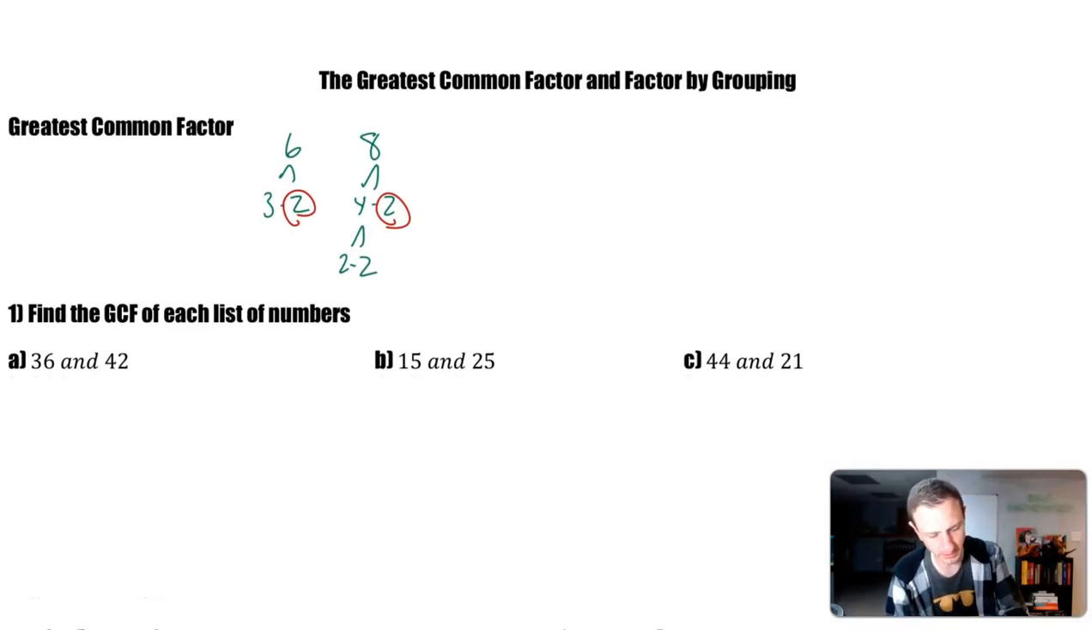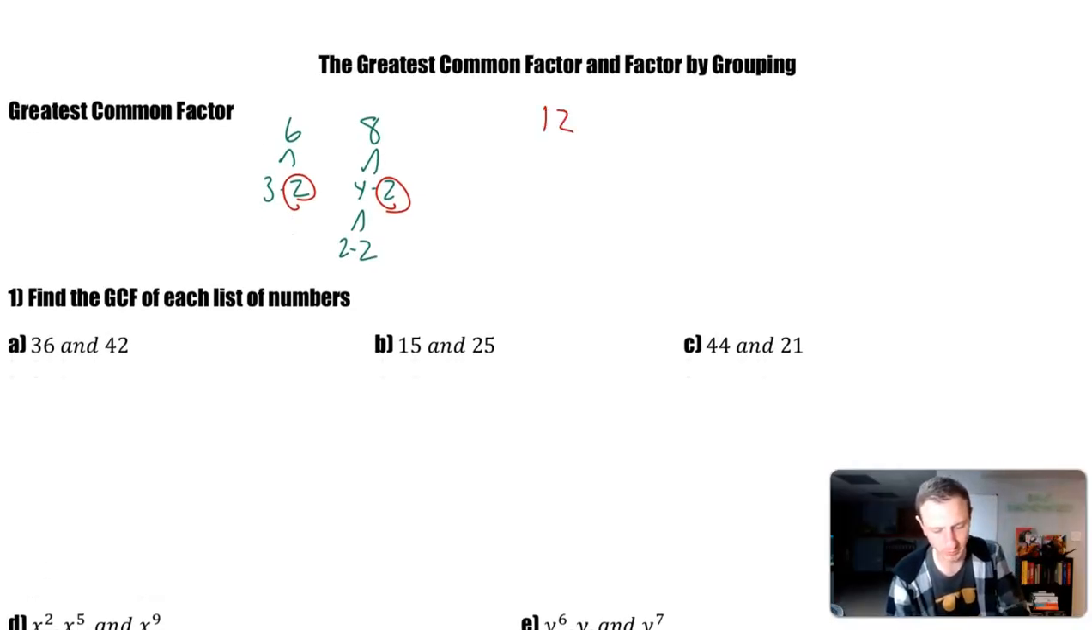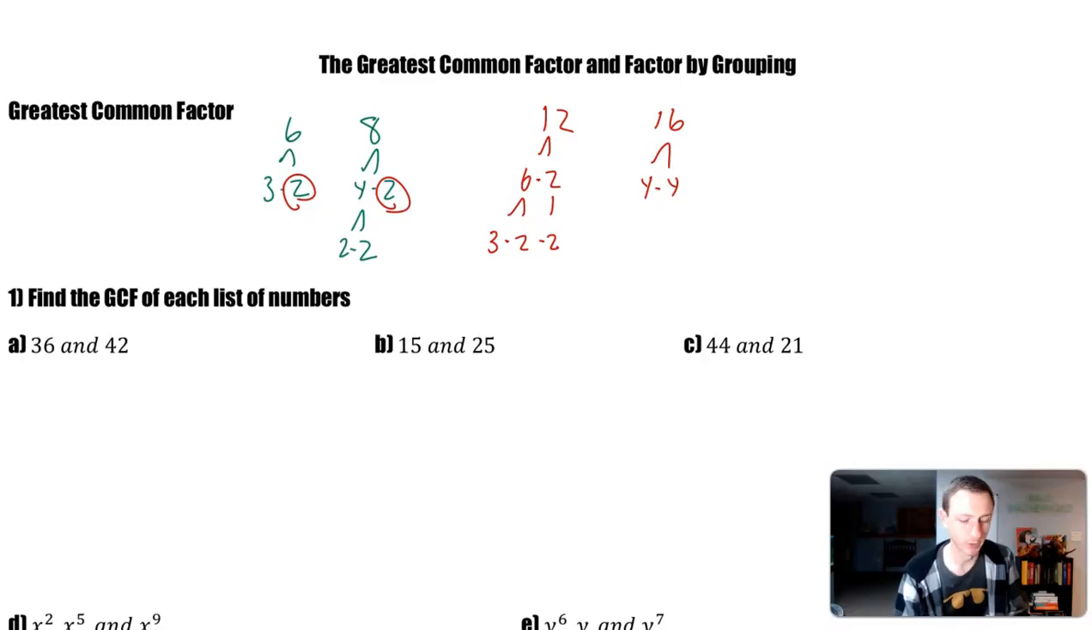What if we were looking at a number, and I have a couple examples here that I will go through. What if we're comparing 12 and 16? Just start breaking these down. 12 is 6 times 2, and 16 is 4 times 4. 6 is 3 times 2, and then we have that 2 there. Those are all primes. 16 is 4 times 4, and 4 is 2 times 2.